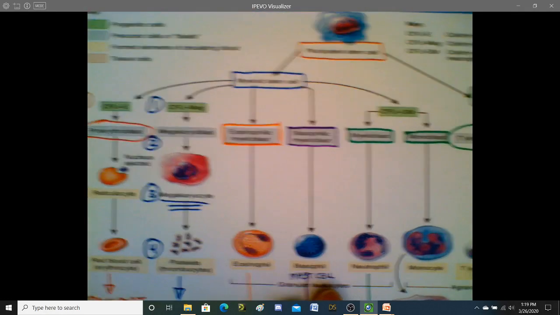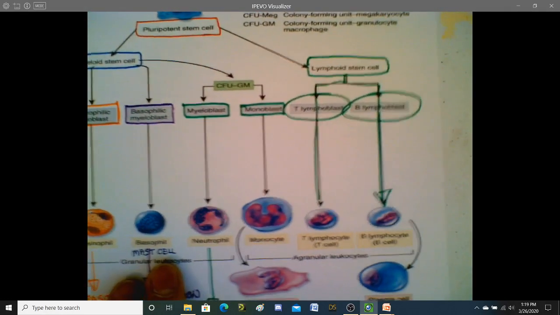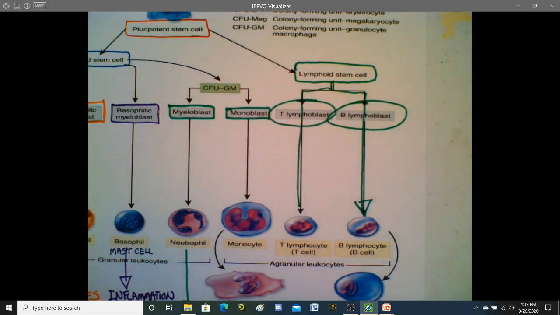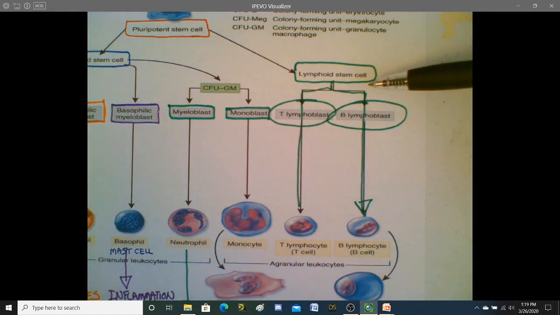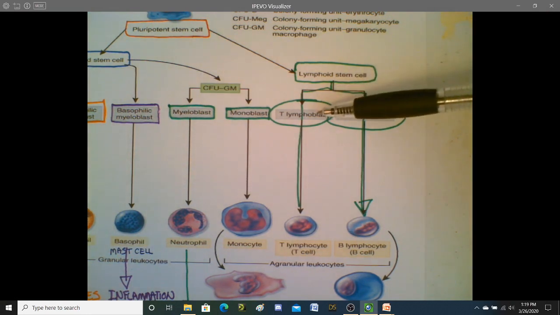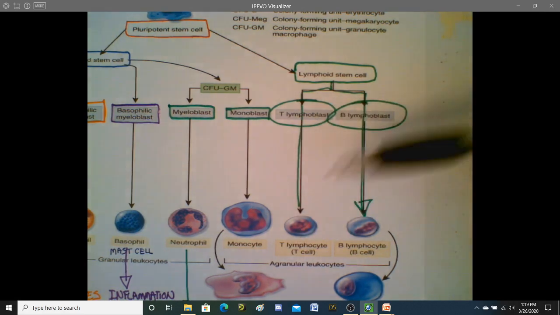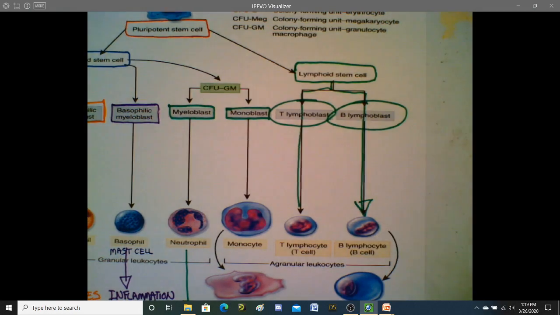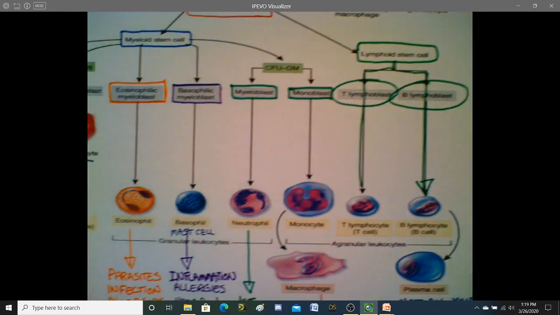Let's quickly look at the other pathway. So this pluripotent stem cell can also, if need be, differentiate into lymphoid stem cells. Now, these lymphoid stem cells are going to make our other two white blood cells. So they're either going to make T lymphoblasts that become T lymphocytes, or they become B lymphoblasts that become B lymphocytes. All right. Now, you might wonder, why do we have all of these different cells?